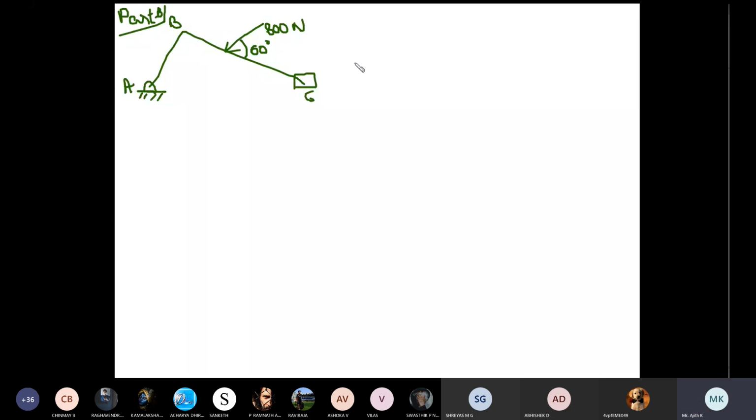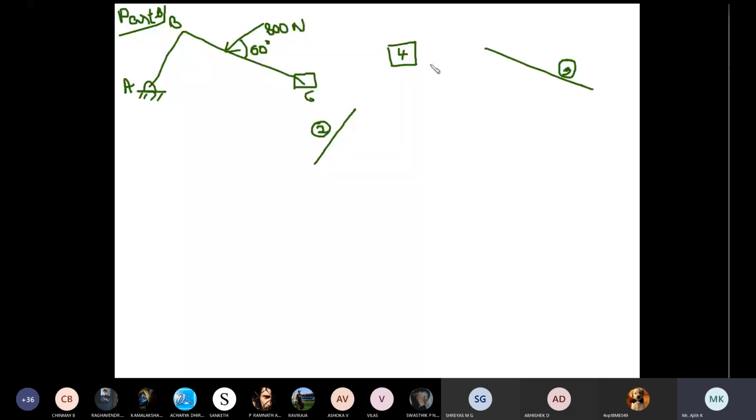So what is the first step? You have to draw individual links. So we'll draw link number 4 here. This is link number 4. We'll draw link number 3 here. This is link number 3 and also link number 2. The procedure is similar to part A: link number 4, link number 3, and link number 2.